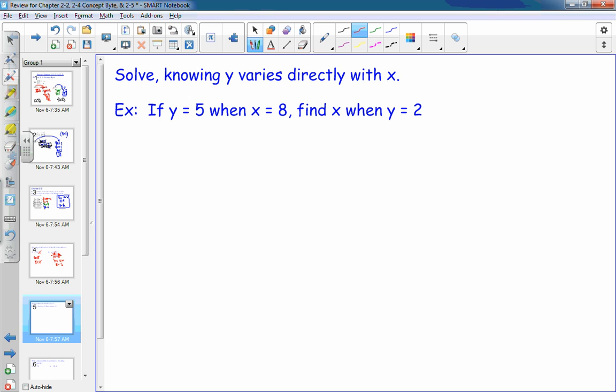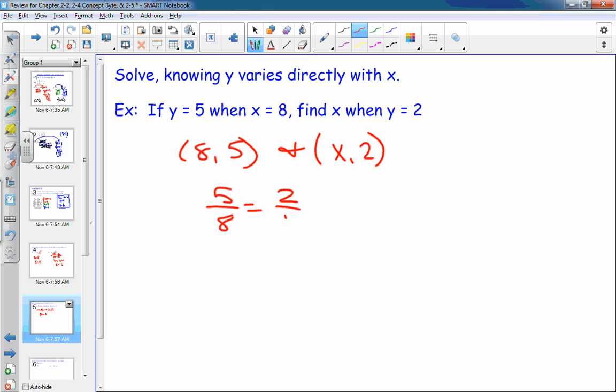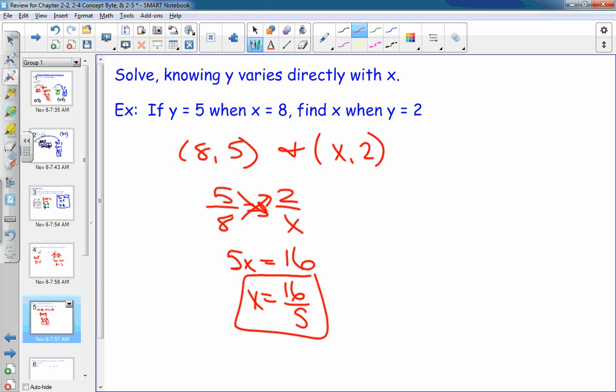Read it. If y is 5 when x is 8, that gives me the ordered pair 8, 5, doesn't it? And then find x when y is 2. So what's that give me? X, comma 2. So now I go right back to what we stated earlier. Y over x equals y over x. Do we understand that? How do I solve when a fraction equals a fraction? Cross multiply. So I'm going to have 5x is equal to 16. So x is equal to 16 over 5. Do we understand that? Yes?